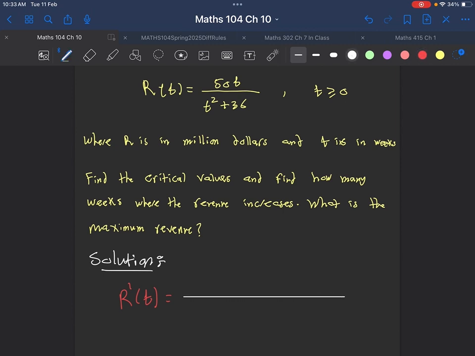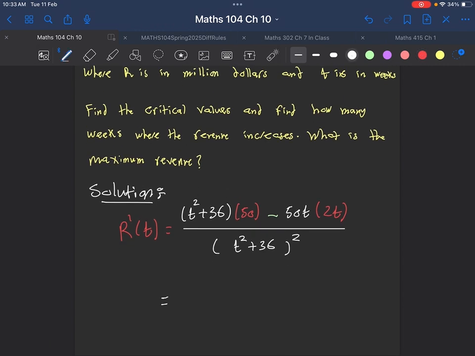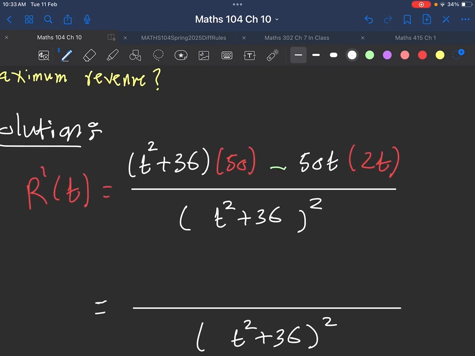So what is the derivative of this one here? We need to use the quotient rule. So denominator squared, that's denominator squared, denominator times the derivative of the numerator, which is just 50. And then there is a minus, don't forget this minus, the numerator, which is 50t, times the derivative of the denominator, which is 2t. And here we have (t squared plus 36) squared.